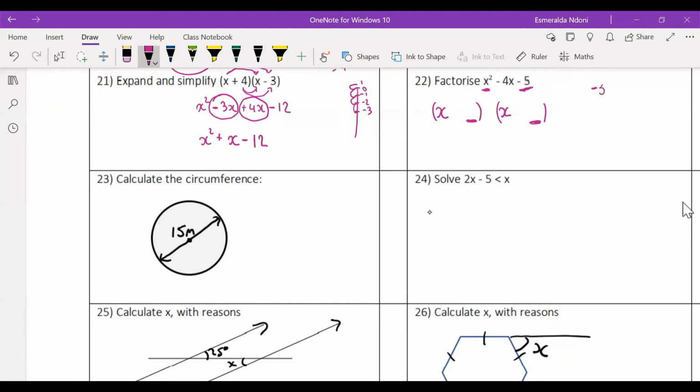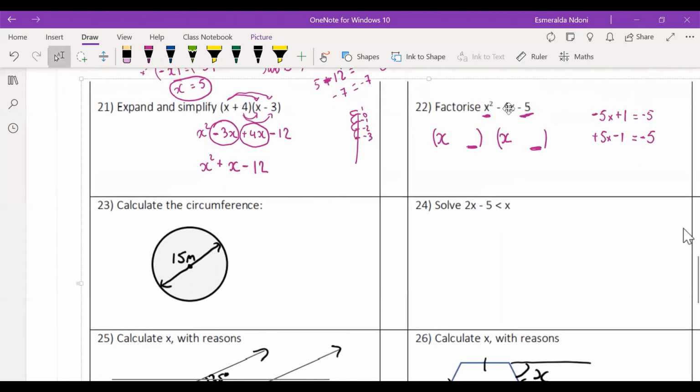Okay, I have a couple of options. So -5 times +1 gives me a -5. Also, a +5 times a -1 gives me a -5. Now I need to decide which one of them, when I add them, gives me a 4. And I need a 4 because of this part here. That's a 4 there. So because of that, I need a 4.